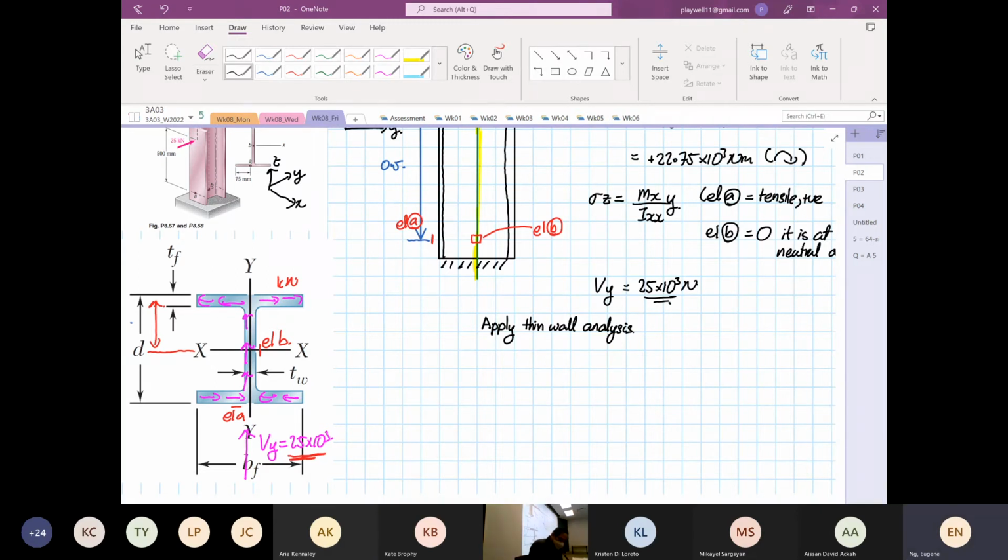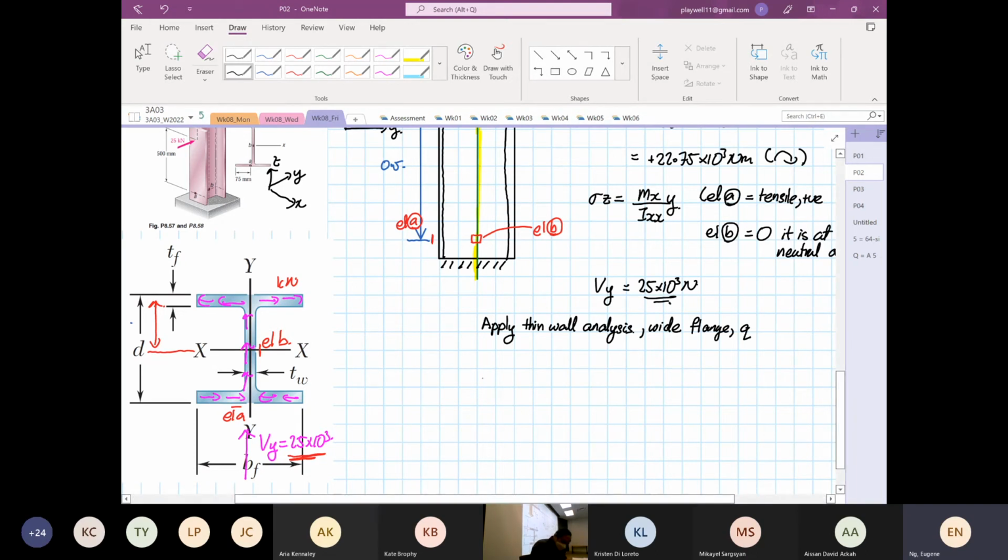When you apply thin wall analysis, we realize that this is going to be Q, right? Not 2Q. When it's a box beam, thin wall, we realize that this is a wide flange. And then it's just going to be Q, not 2Q. So we realize that what we are calculating down here, you have to be careful.